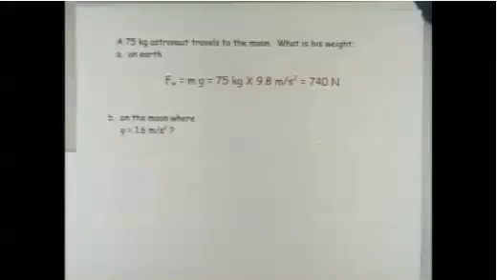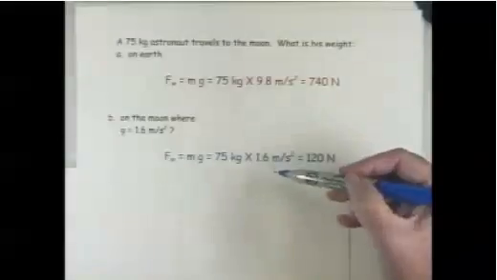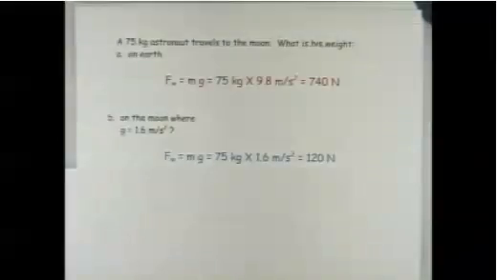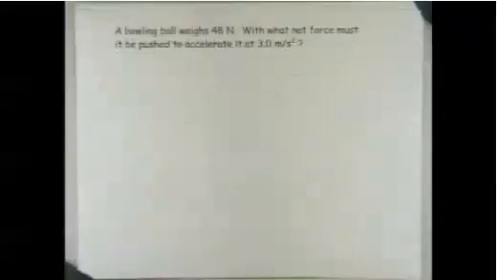Now let's look at number 3. On Earth, 75 kilograms is equal to 740 newtons, rounded to 2 significant digits. On the Moon, we use 1.6 meters per second squared as the value of g. That gives us a weight of 120 newtons. Remember that mass does not change, but weight depends on the force of gravity or the value of g. I think we're ready to go back to our bowling ball problem now, don't you?